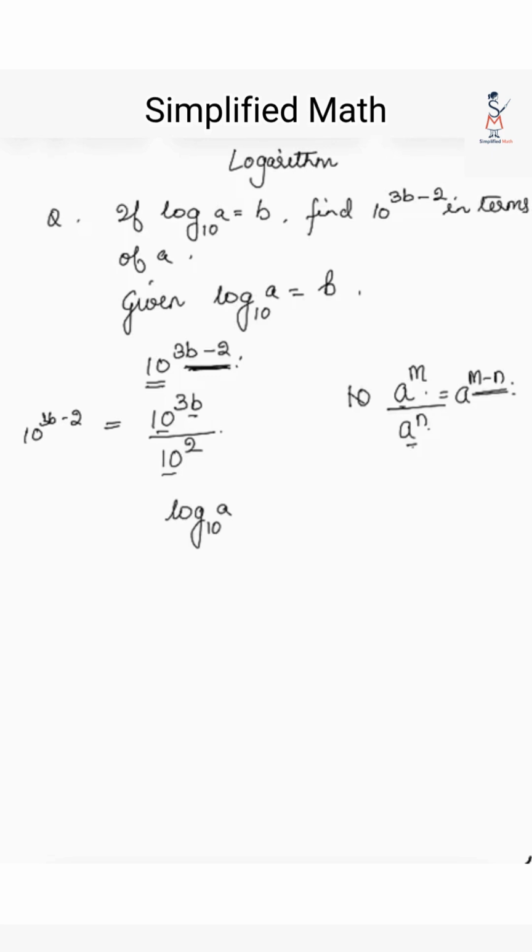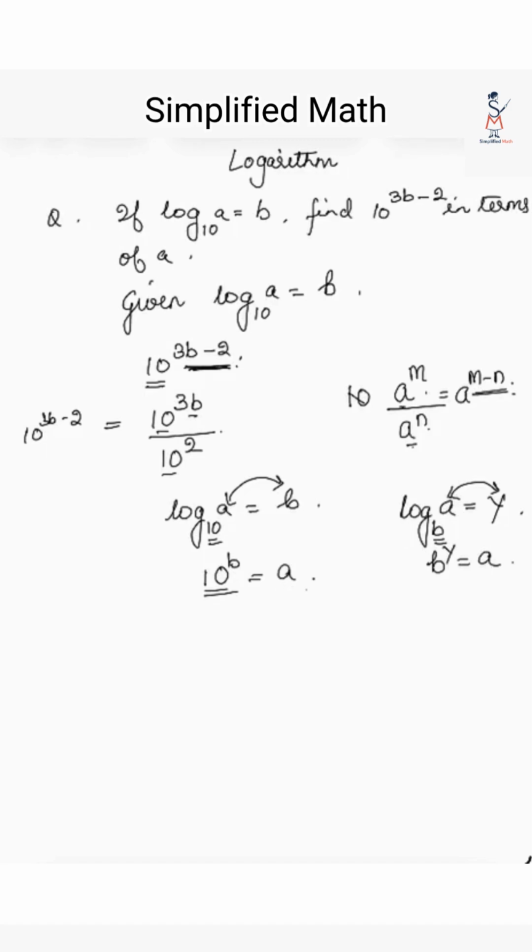So now what is given? Log a to the base 10 is b. Now we will change it into exponential form. In exponential form, how do we change? If it is log a to the base b is equal to y, then it becomes b raised to the power y is equal to a. The base remains the same and the log is replaced with the solution of the log, right? That means 10 is the base over here. The base will be the same and a will be replaced by b, which is equal to a.